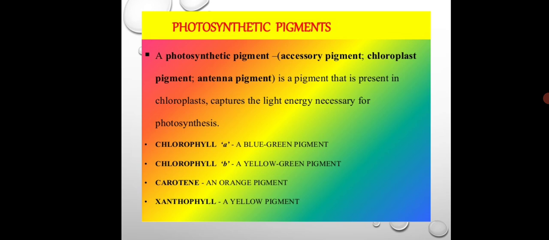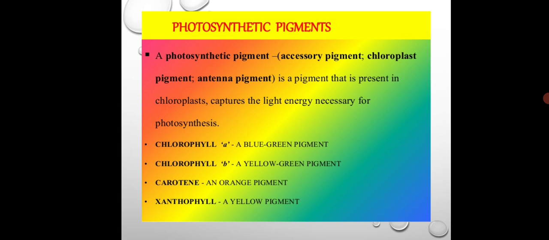Now, what is antenna pigment? It is a new word for you. Actually, antenna is a type of pigment which passes the photon, which passes the light, to the reaction center. This antenna pigment captures the light and passes it to the reaction center, to the photosystems, to carry out the function, to carry out photosynthesis, to carry out the flow of electrons. That is just the function of the antenna pigment, antenna complex or antenna molecule.